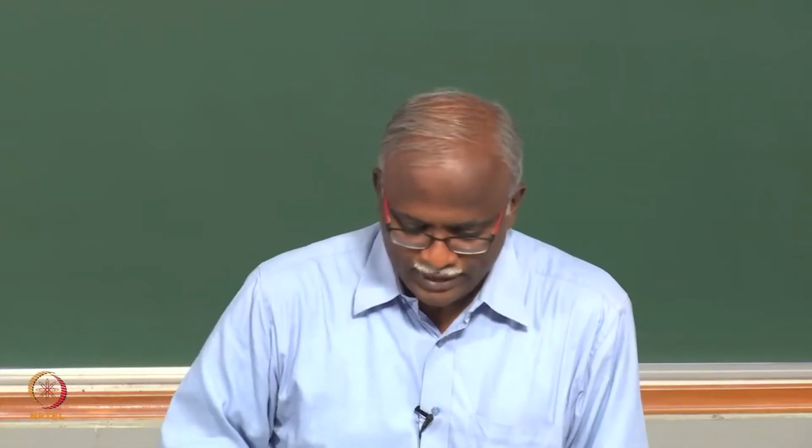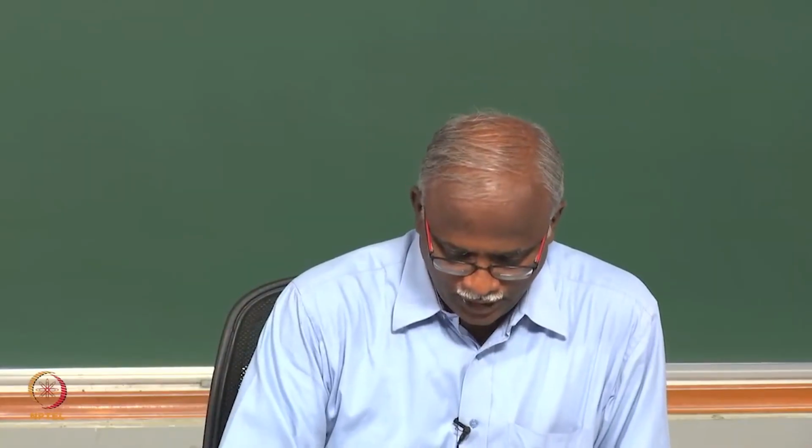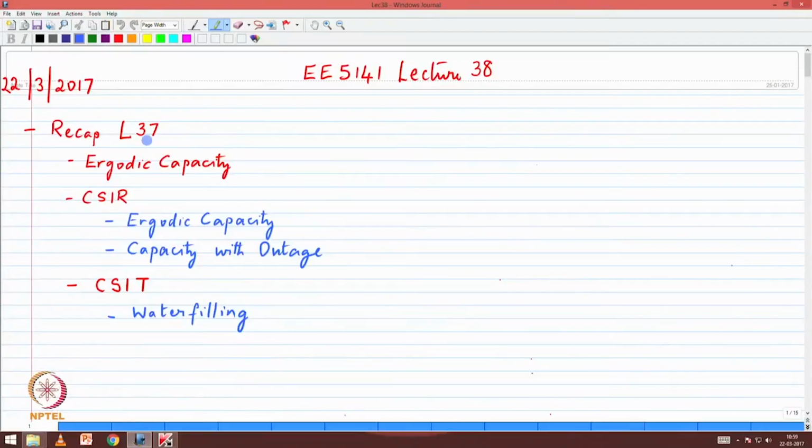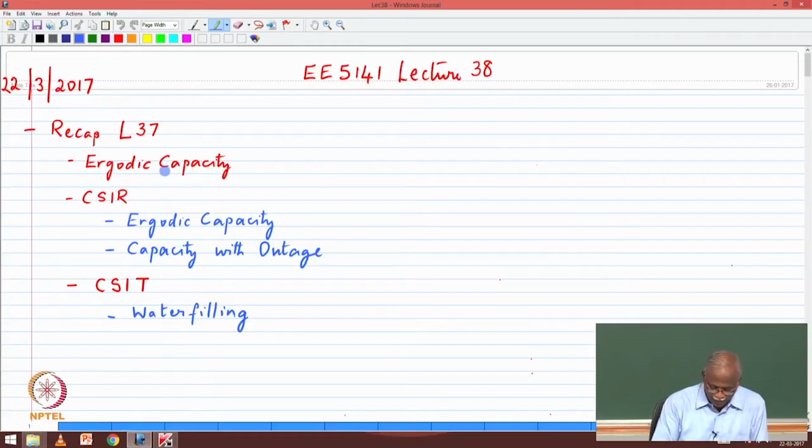So the goal of today's lecture will be to reinforce our understanding of ergodic capacity. How do we achieve capacity? What are the ways in which we can achieve capacity if the information is known at the receiver, and then what happens if it's known at the transmitter?